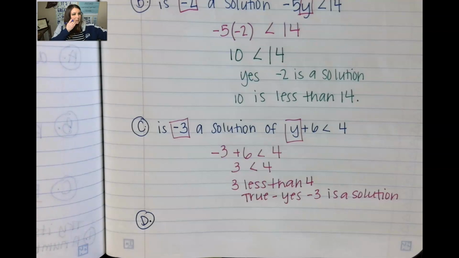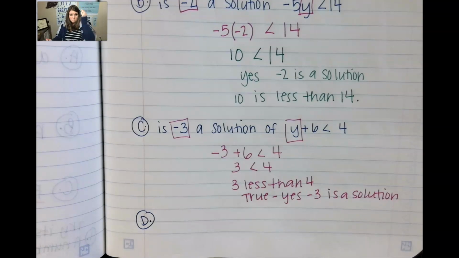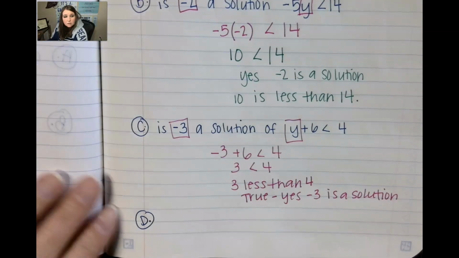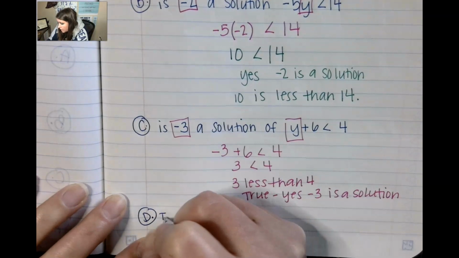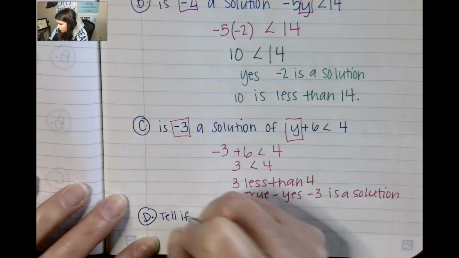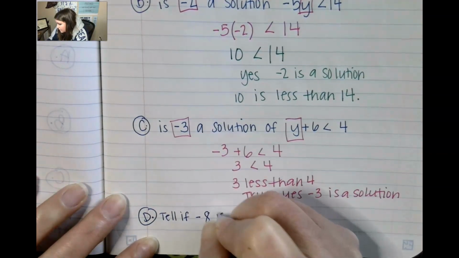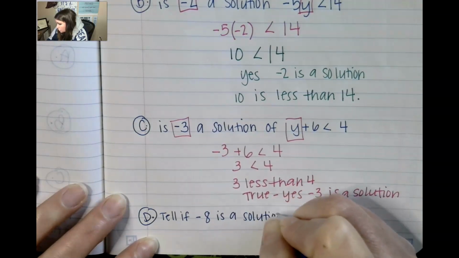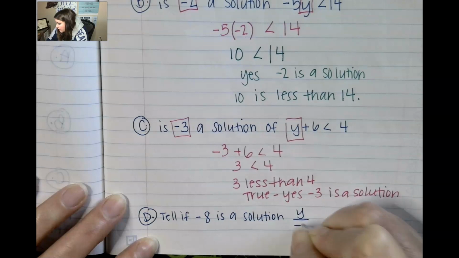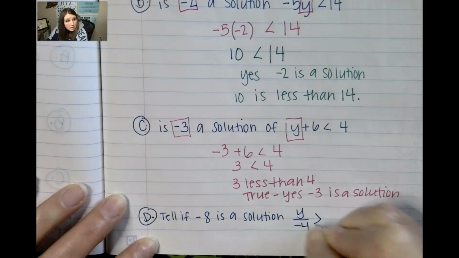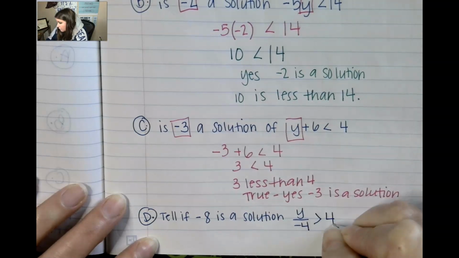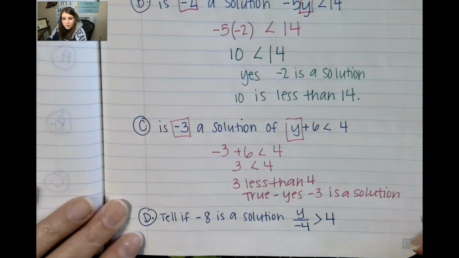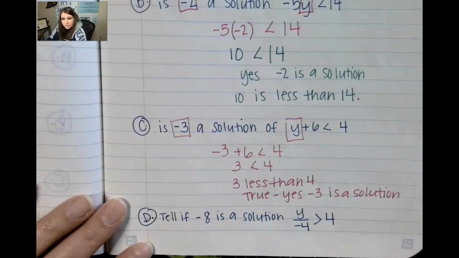Again, we're looking at tell whether negative 8 is a solution. So tell if negative 8 is a solution to y over negative 4 is greater than 4. All right, so let's go ahead and try this one.